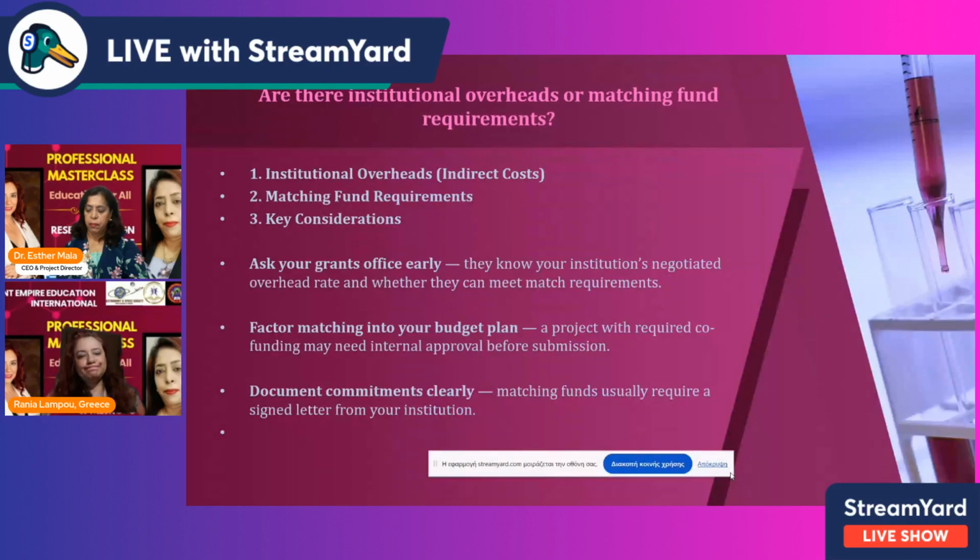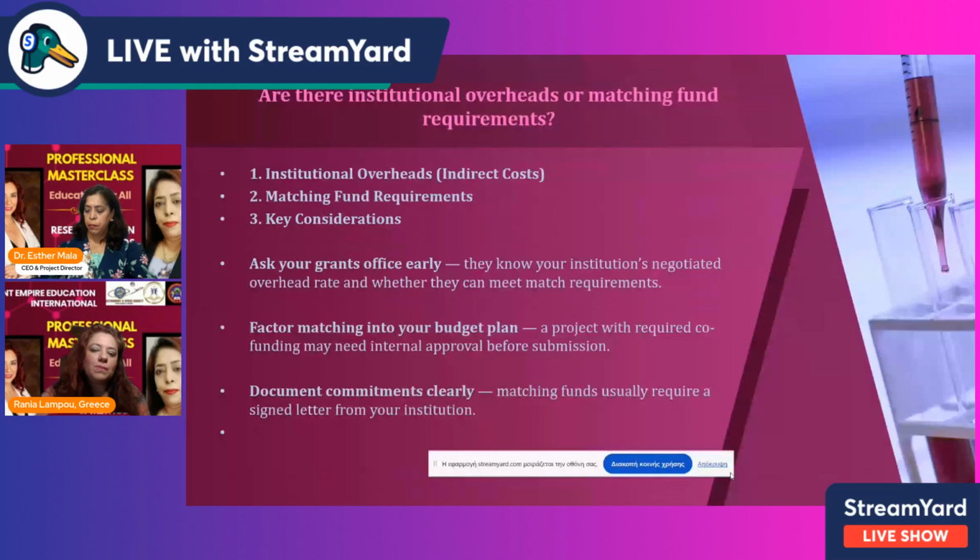Some key points include that you need to ask your grants office early, because they know your institution's negotiated overhead rate and whether they can meet match requirements. That's why you need to ask your grants office early. Factor matching into your budget plan. A project with required co-funding may need internal approval before submission.